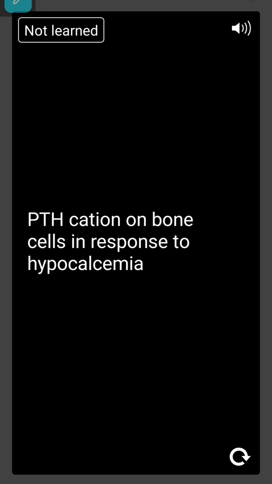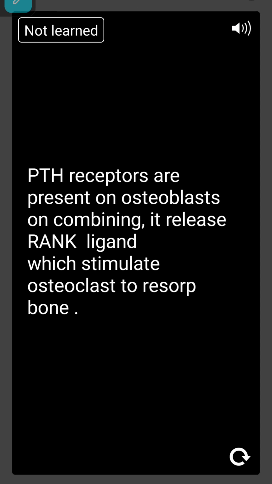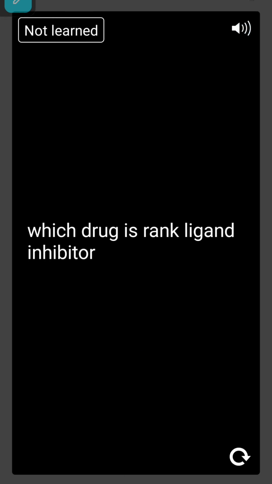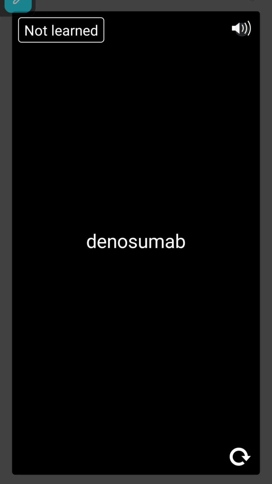PTH action on bone cells in response to hypocalcemia: PTH receptors are present on osteoblasts. On binding, it releases RANK ligand, which stimulates osteoclasts to resorb bone. Which drug is a RANK ligand inhibitor? Denosumab.